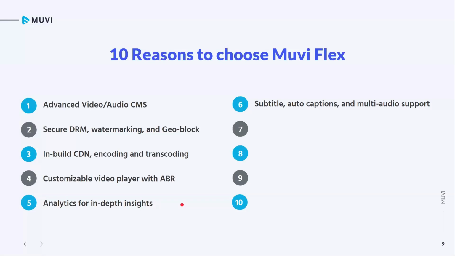And 5 more would be some advanced options. Advanced options as in you can generate AI-based captions. You can support multi-audio. You can support multiple languages in the audio, in the subtitles, those kinds of options.